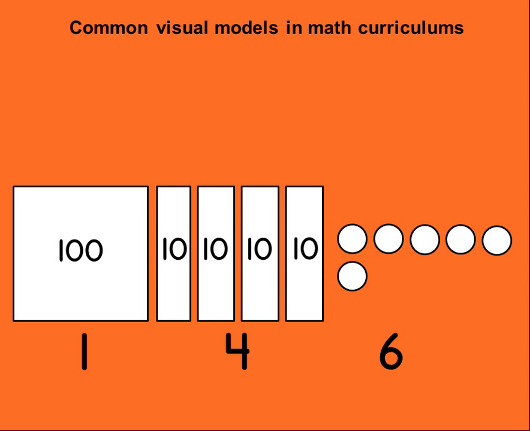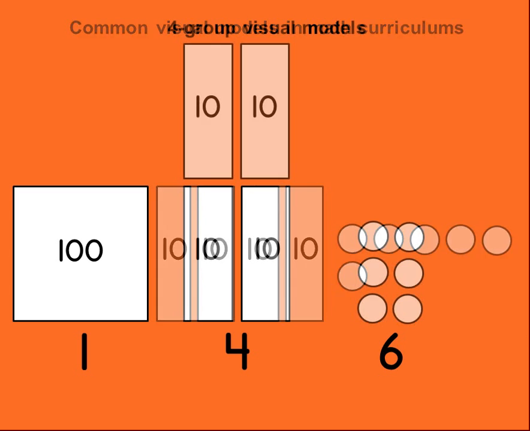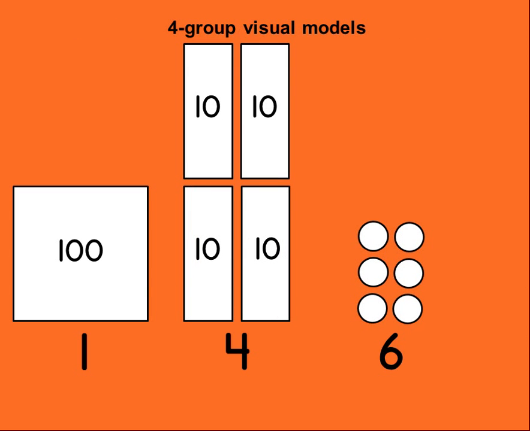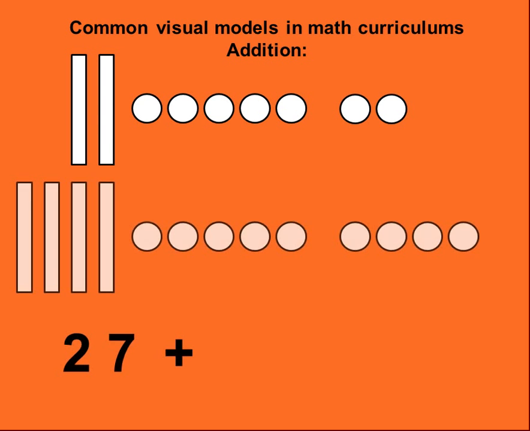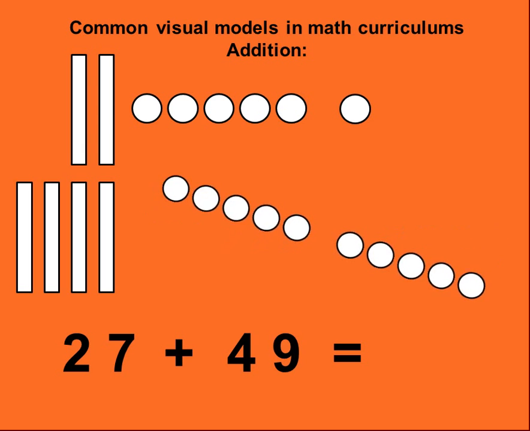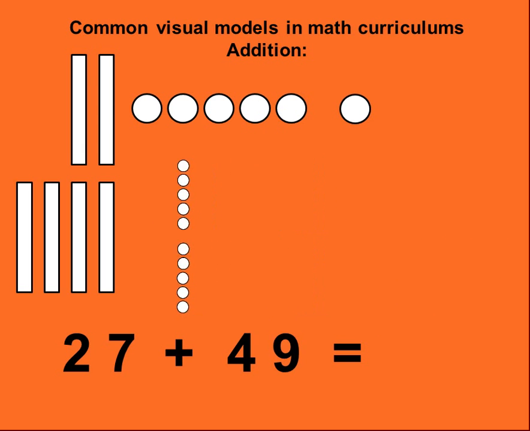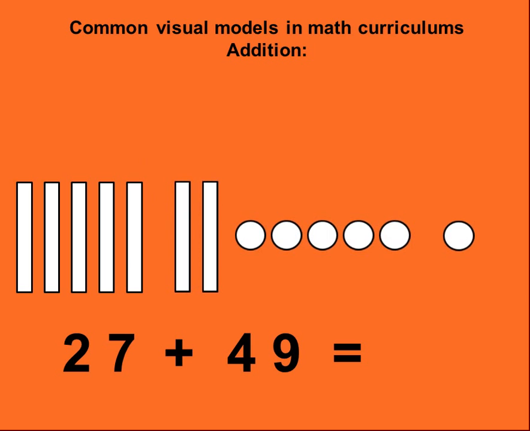This is 146 in a traditional curriculum. This is 146 in the four-group method. It's very complicated to do addition with common models. Did you guess that that was 27? Did you count to figure out 49? And now combining them for the answer, 76.